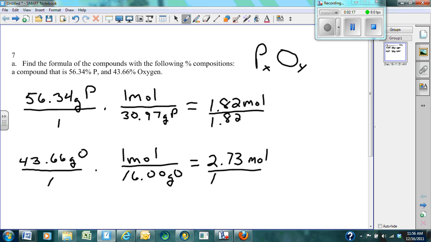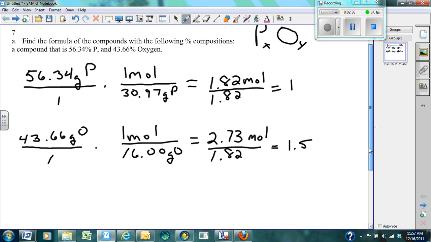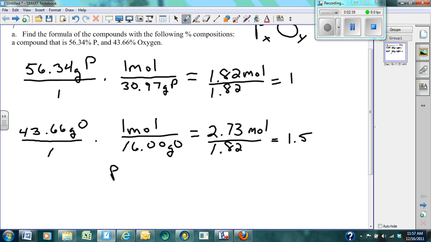And this is going to get me a 1 to something ratio. And this one comes out to a 1, whereas the other actually comes out to a 1.5. Now, this is not a whole number ratio. Therefore, we've got to multiply each of these by successive values to see what they end up being. And so I'm going to create a little chart with a P and an O here, and I'm going to put my 1 and my 1.5.